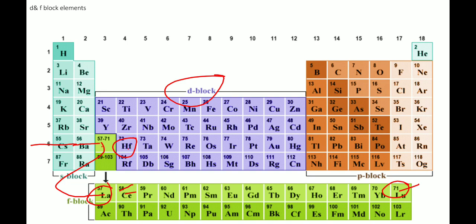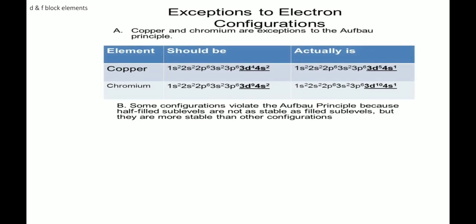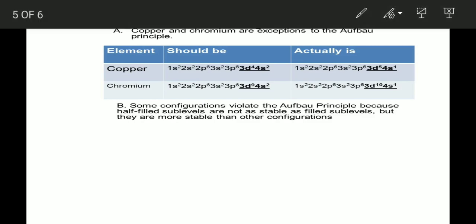Now next, exceptions of electronic configuration of chromium and copper. So first we observe chromium. Pay your attention to this first one, chromium. Its atomic number is 24. The atomic number of chromium is 24. This is Cr, chromium.